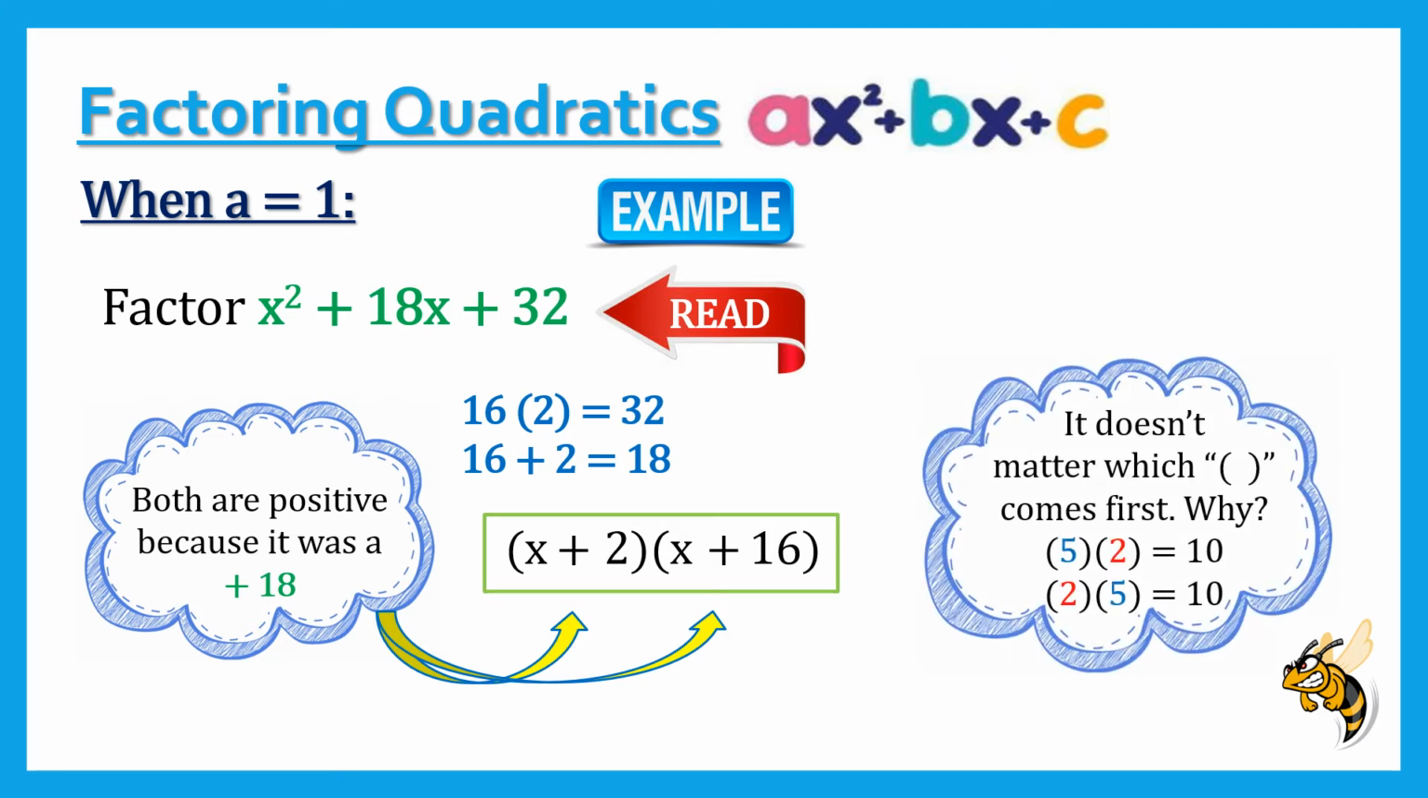It doesn't matter which parentheses come first. Why? 5 times 2 is equal to 10, and 2 times 5 equals 10. So that means x plus 16 times x plus 2 is also correct.